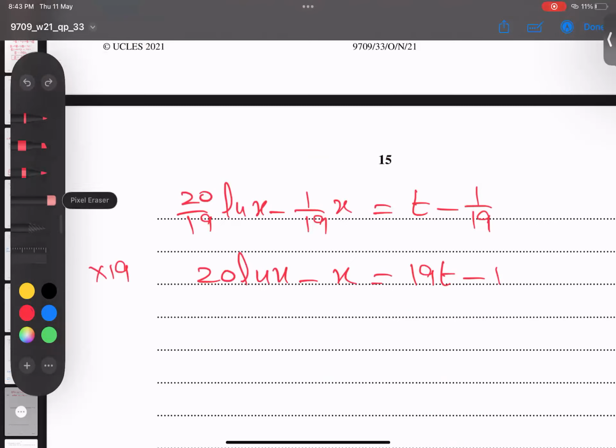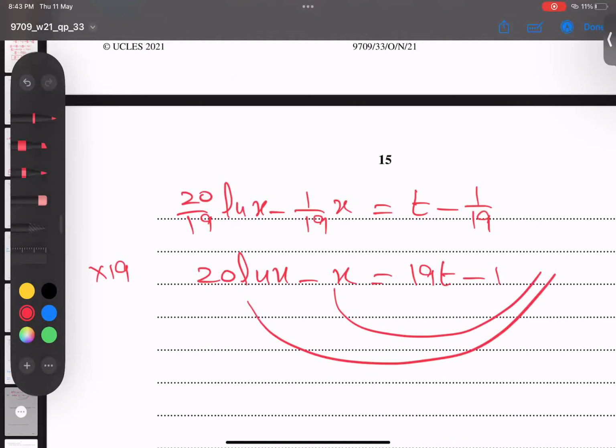How to make it? Before I explain to you, this x will go here. Now you ask one question, sir, how do you know this x will go here? Why not this will go there, sir? Right?